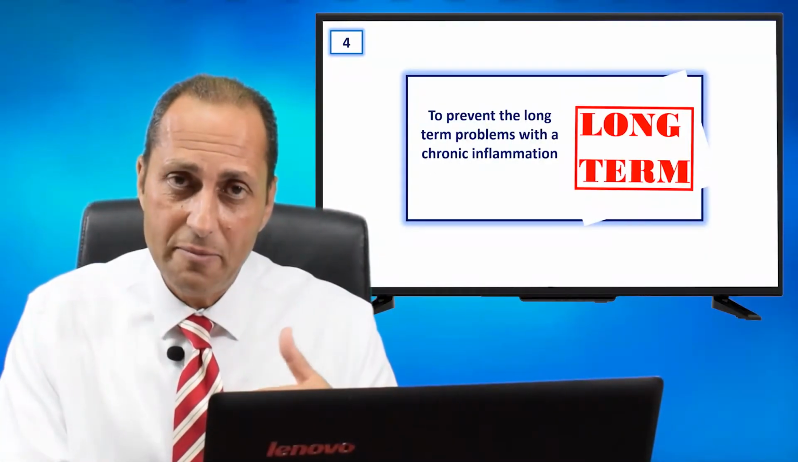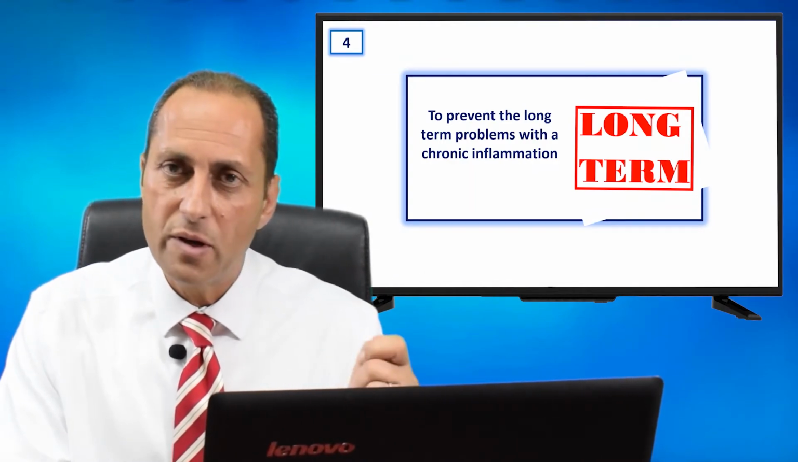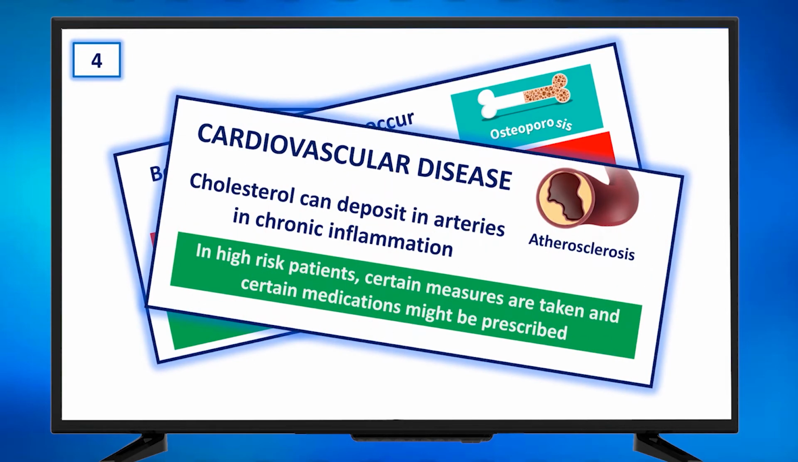Number four, why we prescribe extra complementary medications to prevent the long-term problems with a chronic inflammation. Bone weakening, for example. Bone weakening might occur with chronic inflammation, any chronic inflammation. This makes patients more susceptible to fracture with minor falls. We call this condition osteoporosis. Doctors check for it with DEXA scans and prescribe treatments if necessary. Cardiovascular disease also. Cholesterol can deposit in arteries in chronic inflammation, a condition called atherosclerosis. In high-risk patients, certain measures are taken and certain medications might be prescribed.